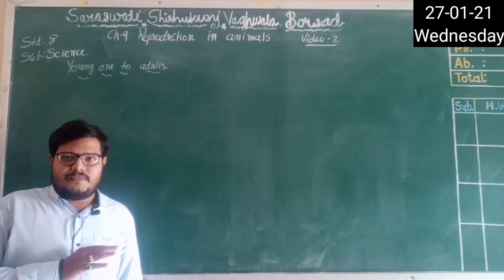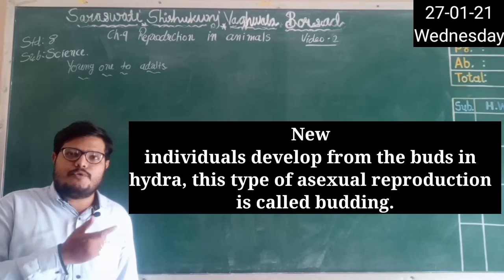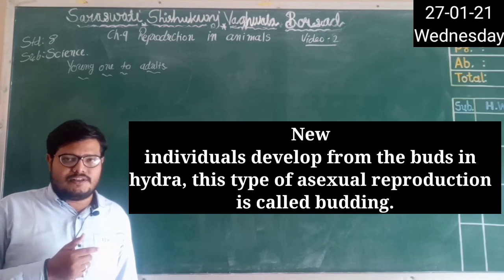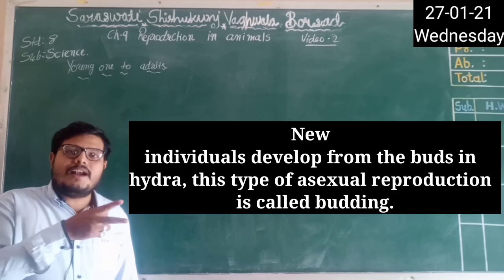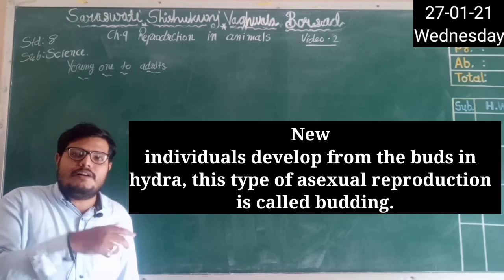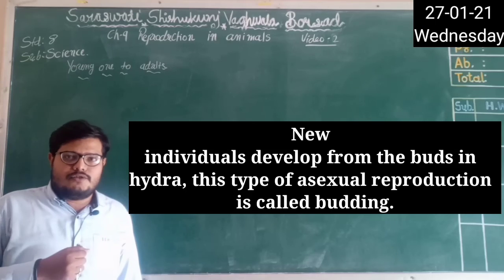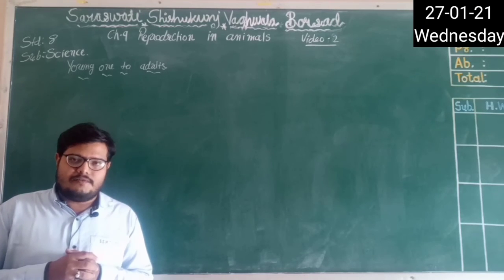Now in Hydra, we have seen it produces new bulges from the body. That is also asexual reproduction and it is called budding. What is it called? Budding, because it creates a bud-like structure, and from that bud a new Hydra will be born. So that is why it is known as budding. As we have studied, amoeba reproduction is also asexual.